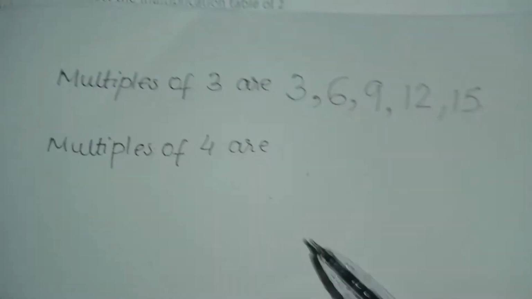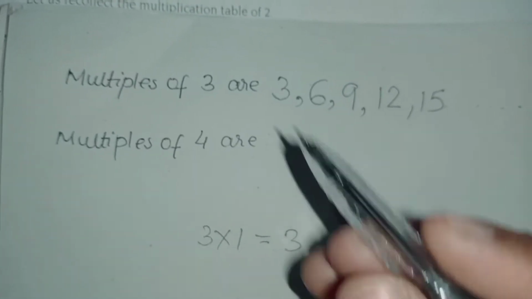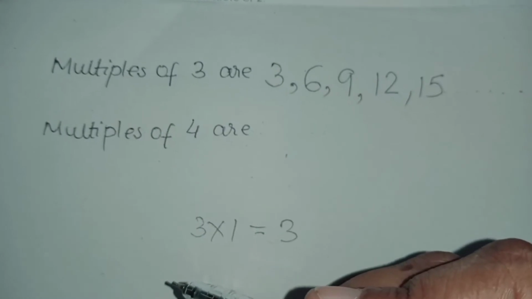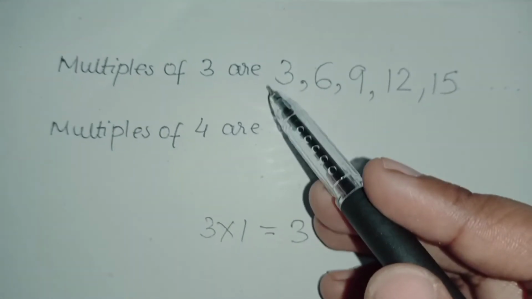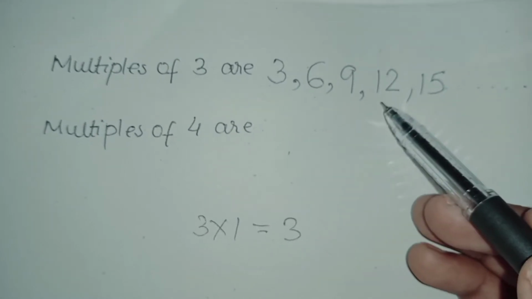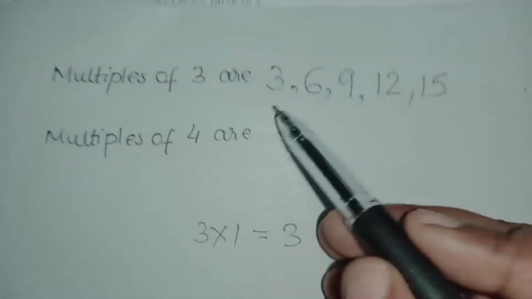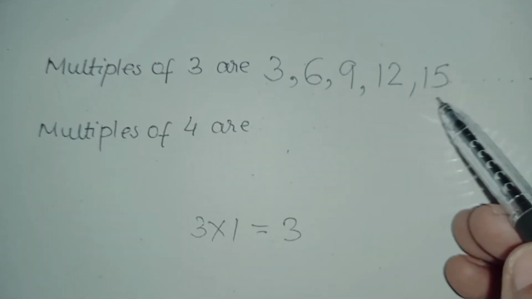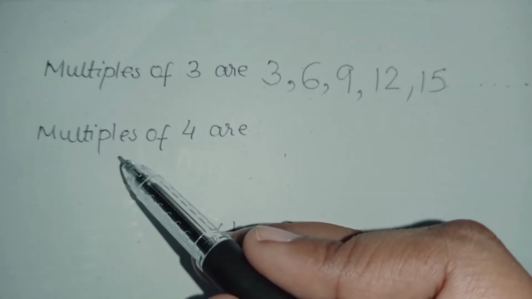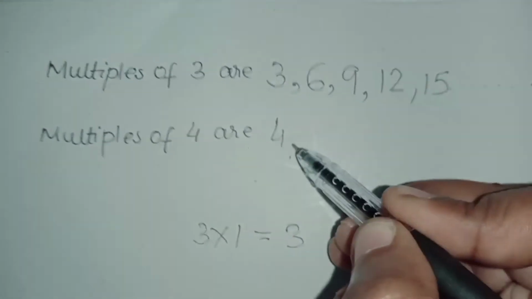Okay, I have not written here like this, 3 1 ja 3. Okay, just to make you understand, I have shown in your book. You can directly write the product like 3 1 ja 3, 3 2 ja 6, 3 3 ja 9, 3 4 ja 12, 3 5 ja 15. Many more are there. Multiples are endless. So what are these? These are the multiples of 3. Now let's write the multiples of 4. What are the multiples of 4? Let's read the table of 4.